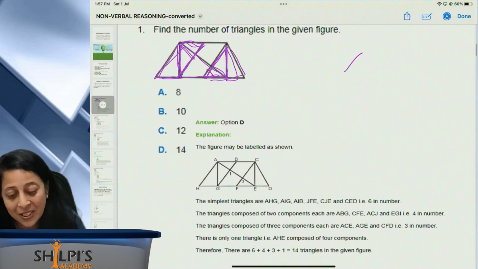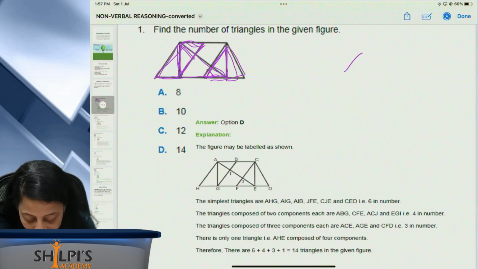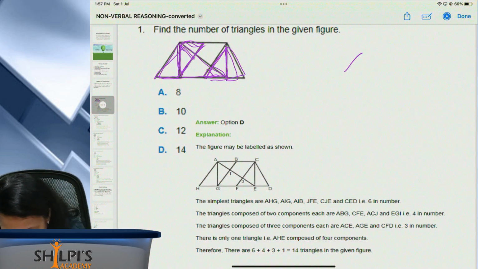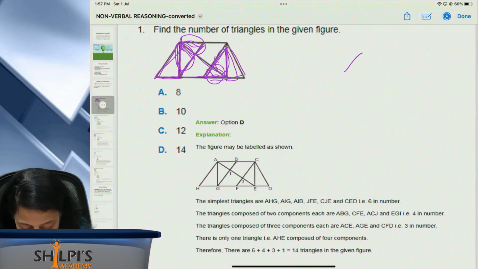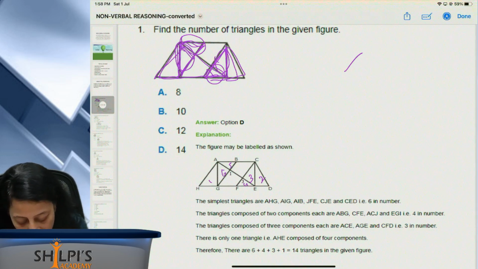Okay, let me tell you. The simplest triangles are AHG. So they are telling here all small triangles. Here one small triangle, here one small triangle, here one small triangle, here one small triangle. These are the very simplest triangles. C, E, D. So small triangles we have is 1, that is AHG, 2, 3, 4, 5 and 6. The small triangles, so 6 in number.